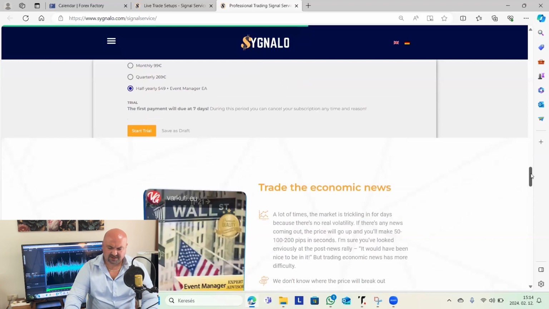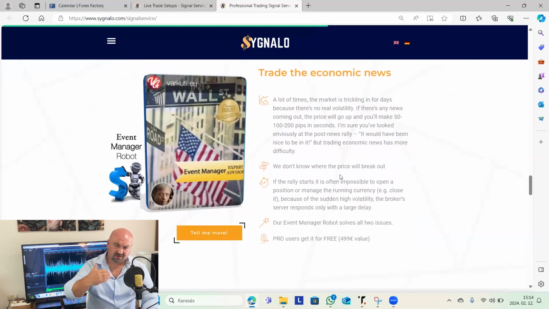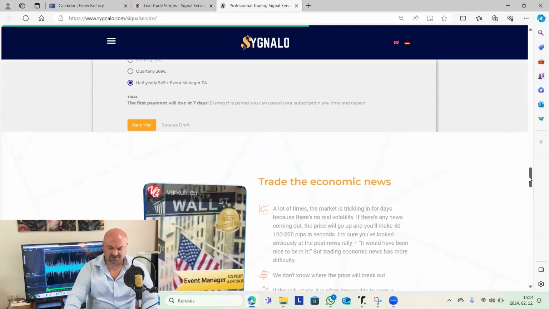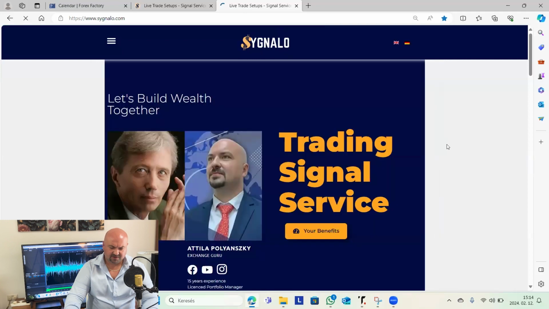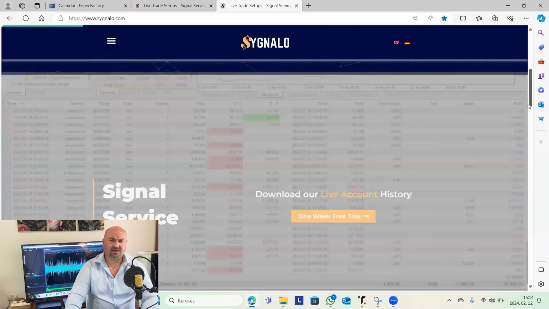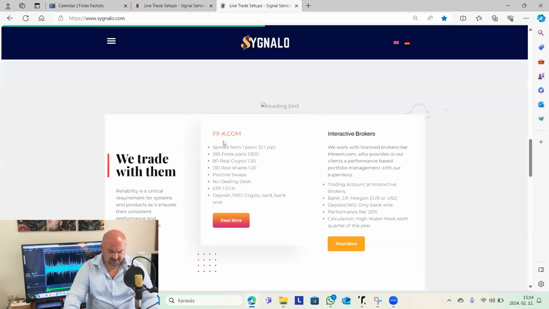The event manager is a really nice robot on events when you don't know where the market is going to go. It works with pending positions. It works really well on FXK, where we're trading in two places. One is portfolio management with Interactive Brokers, and the other is fxk.com, where they give us really nice leverage and really nice swaps. Also, as you can see, I'm getting some positive swaps.